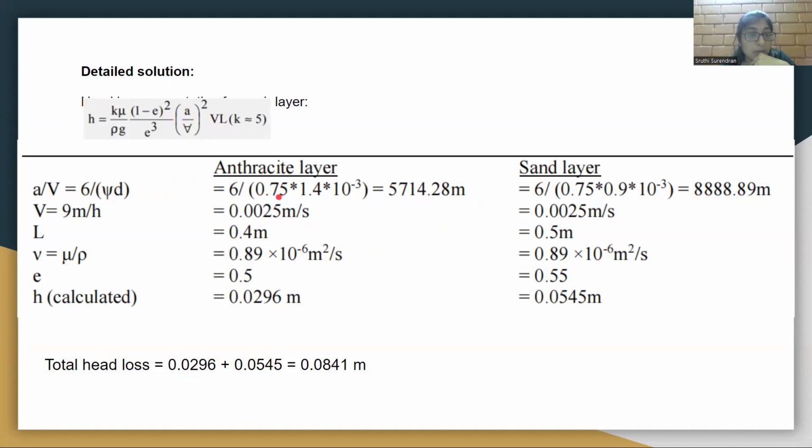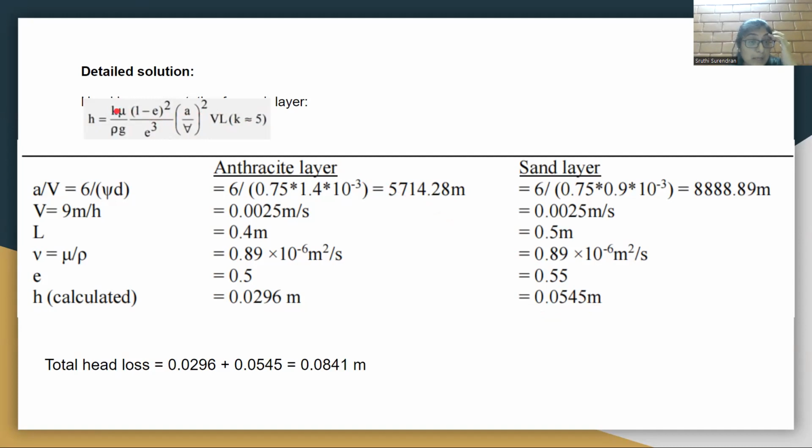So 6 by 0.75 into 1.4, the diameter of the particle, into 10 to the power minus 3 because it has been given in millimeters. Velocity has been given as 9 meter per hour, so they have converted to meter per second. Length for anthracite has been given as 0.4 meter. Kinematic viscosity, direct substitution, is equal to mu by rho. In this equation, they have given it as mu by rho, so you can directly multiply this K value with the kinematic viscosity. E is the porosity, which is given as 0.5 and 0.55 for anthracite and sand layer respectively. You will get the anthracite calculated value as 0.0296 and sand calculated value as 0.545.